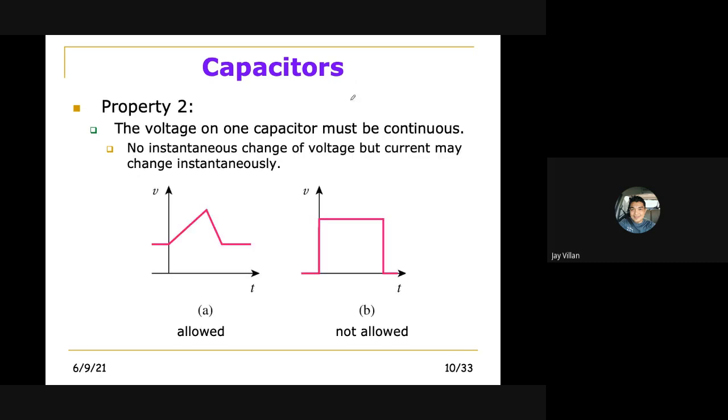Property number 2, the voltage on a capacitor must be continuous. So no instantaneous change of voltage, but current may change instantaneously. So the voltage on a capacitor must be continuous, meaning it should not suddenly drop to zero.